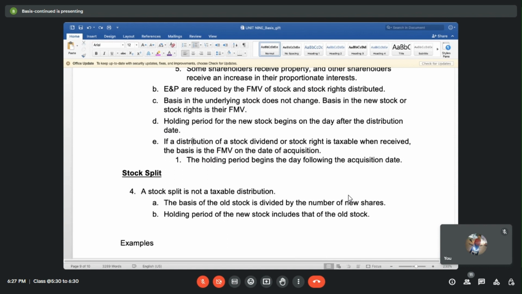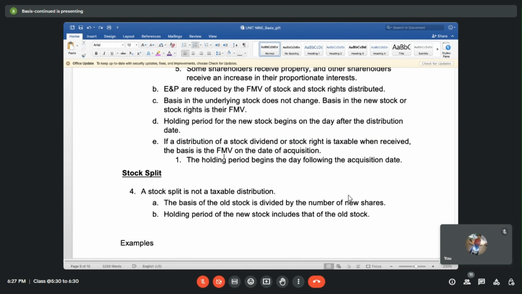If the distribution of stock dividend and stock right is taxable when received, the basis is the FMV on the date of the acquisition. Okay. If it is going to be a taxable transaction, then it gets taxed based on the fair market value on the date of the distribution. We have seen when RSUs are given, as of July 31st, we have to see what is the fair market value as of that day. That becomes taxable. And if that amount becomes taxable, then that also becomes the basis because they've already paid tax on it and then they bought it for themselves.